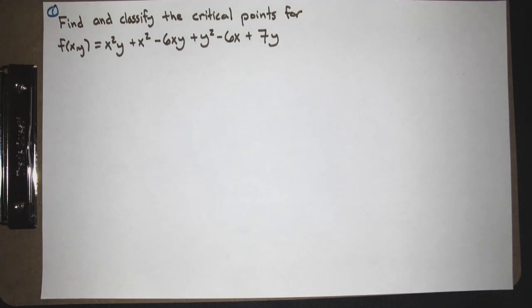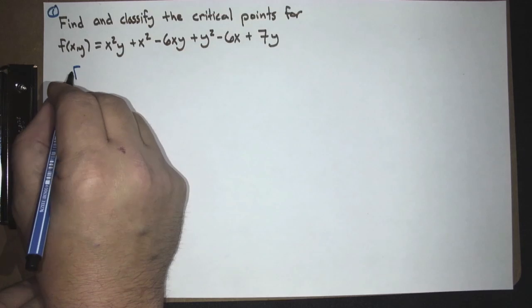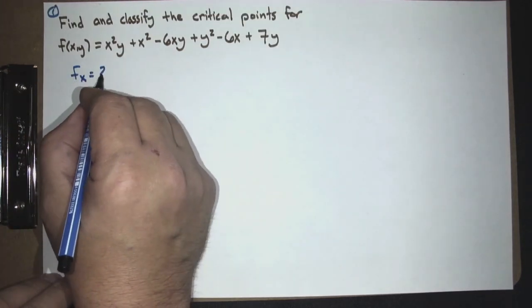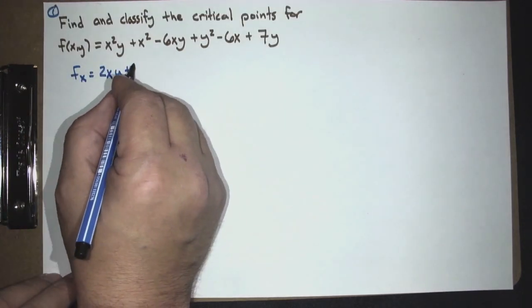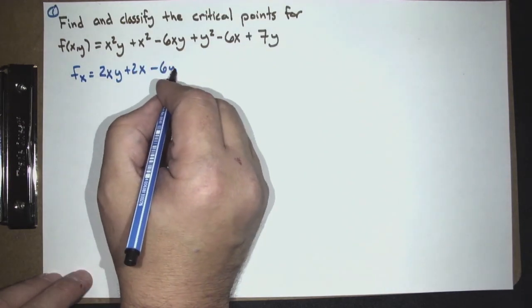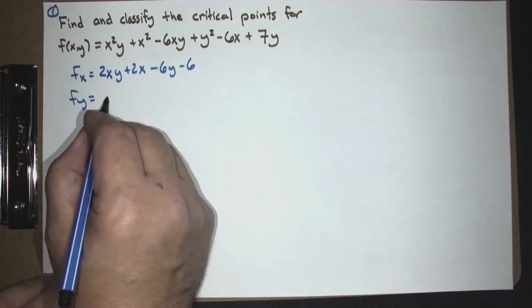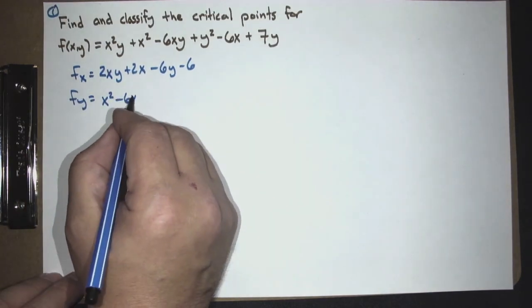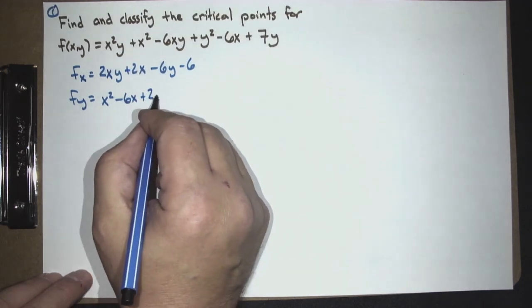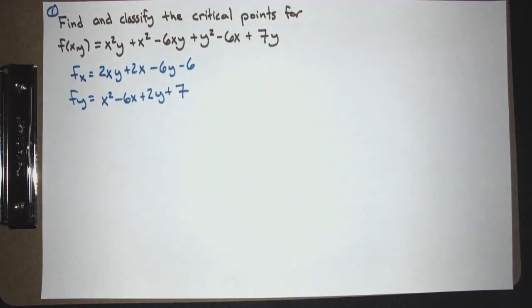What do you need to do the find? Find critical points, which means we do what? Set the gradient equal to 0. So in particular, I just go straight to the partial derivatives. fx, and in the interest of time, I'm just going to say things out loud: 2xy plus 2x minus 6y minus 6. fy is x squared minus 6x plus 2y plus 7. Those are our partial derivatives.